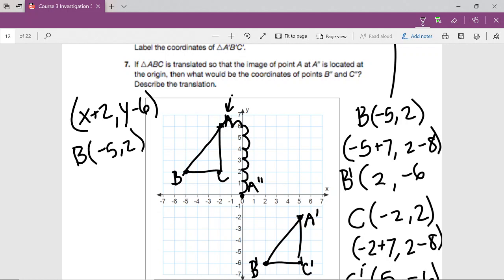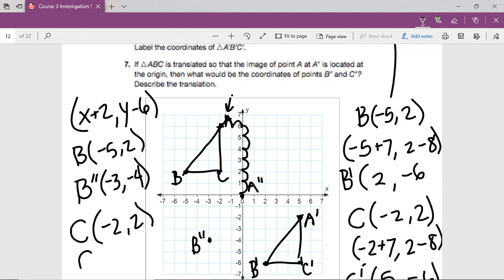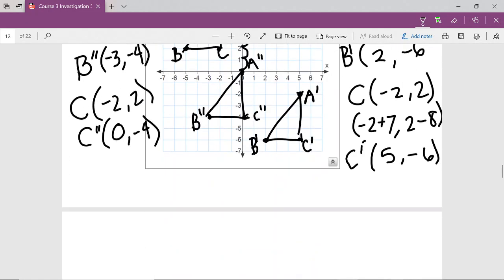So to do the same for B and C, I would be taking B at -5, 2, and translating it using the formula above to get B prime at, well, -5 plus 2 is -3. 2 minus 6 is -4. So my B double prime is at -3, -4. So right here. Same with C. I had at -2, 2. So my C double prime must be at 0, comma, -4. Right here. So there is my new triangle with that translation.